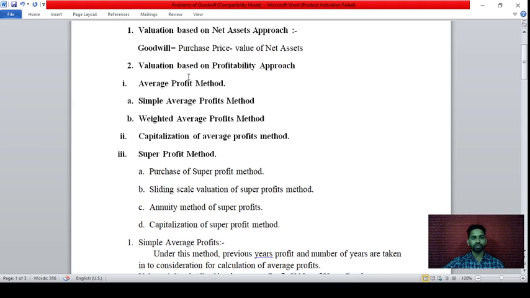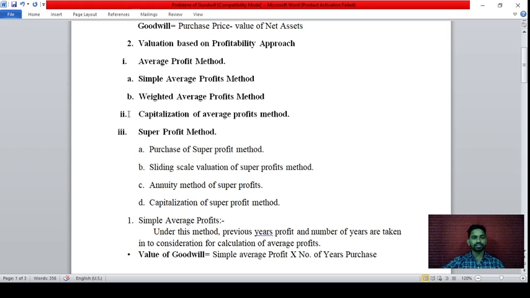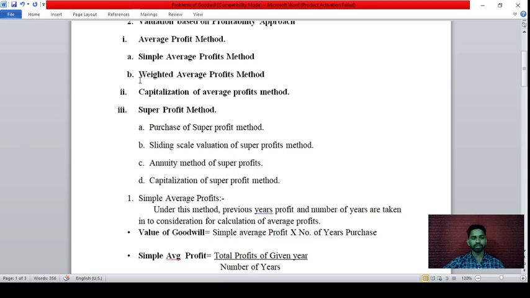In the valuation of profitability approach, it includes the average profit method, the capitalization of average profit method, as well as the super profit method. These are the three mains under the profitability approach. The first one is the average profit method, which includes two more methods: the simple average profit method and the weighted average profit method. We discussed the simple average profit in the last session. In this session we will discuss the weighted average profit method, and we will solve problems on both methods.